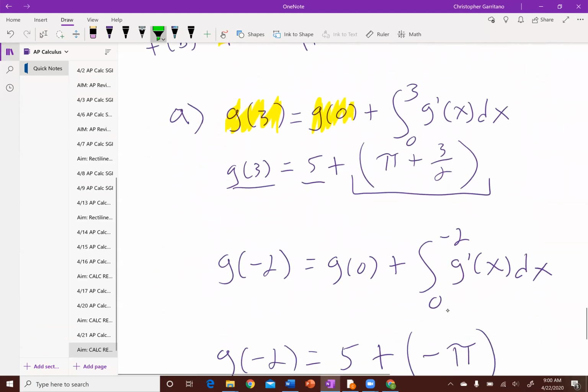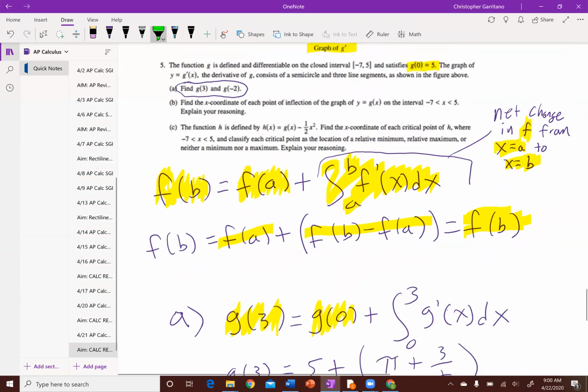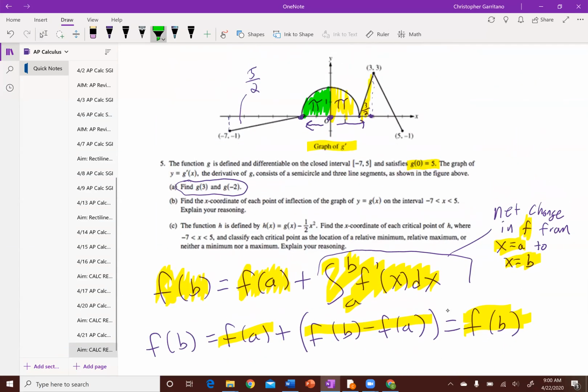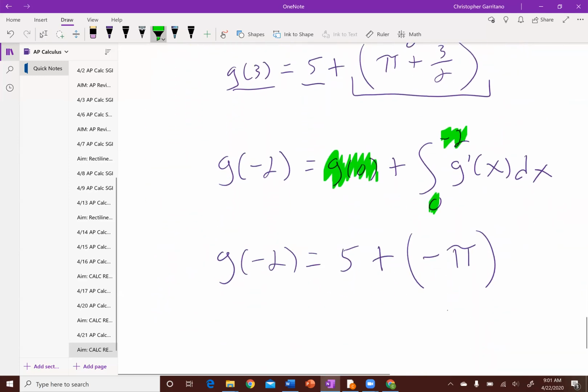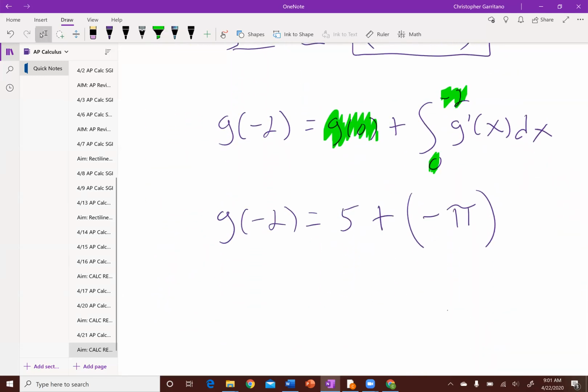So for g of -2, I'm still going to start at my initial condition, which is g of 0, but then I'm going to add to it the integral from 0 to -2 of g prime of x dx. These dx's are negative. So since the area is pi, I'm going to take the negative version of that because, again, negative dx's. And so my final answer is just simply 5 plus negative pi, or of course 5 minus pi.